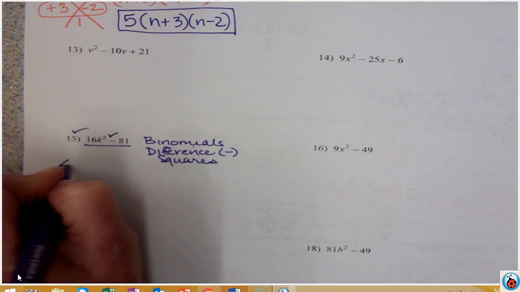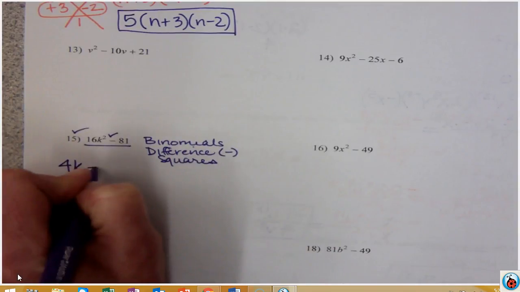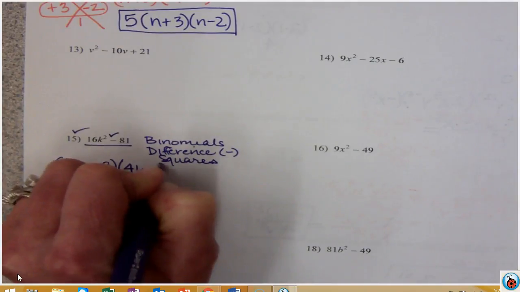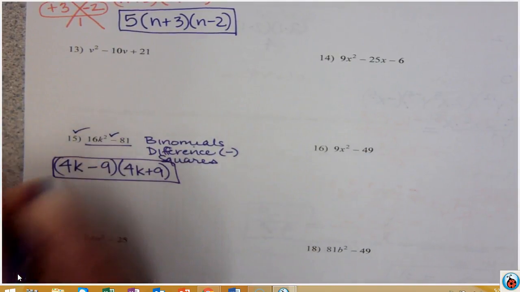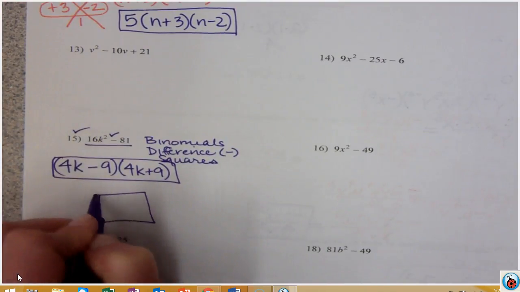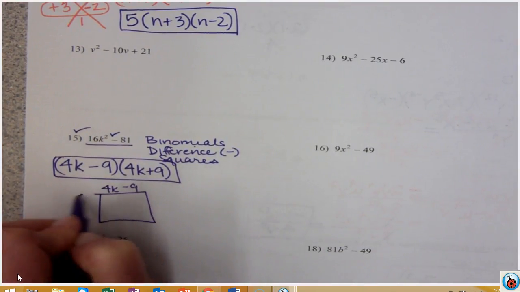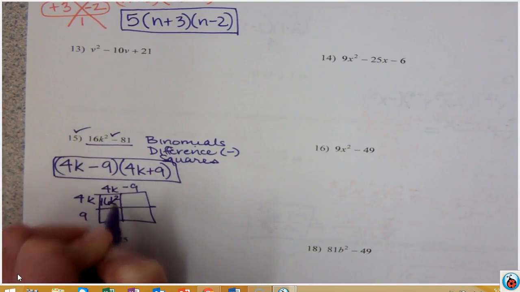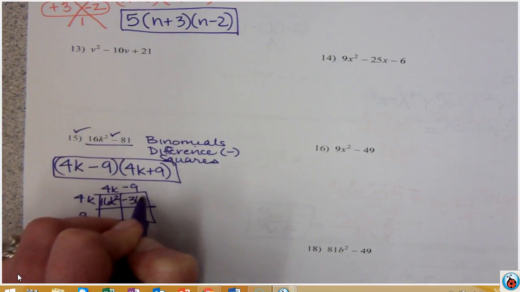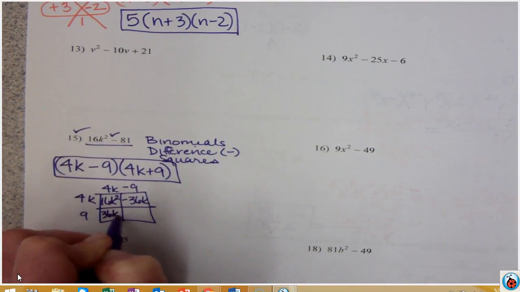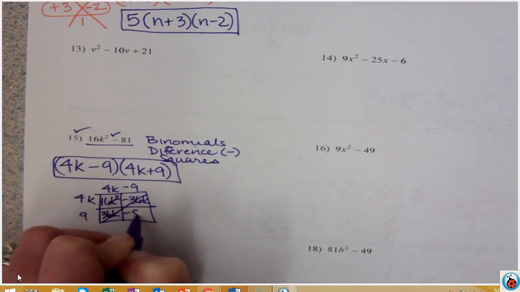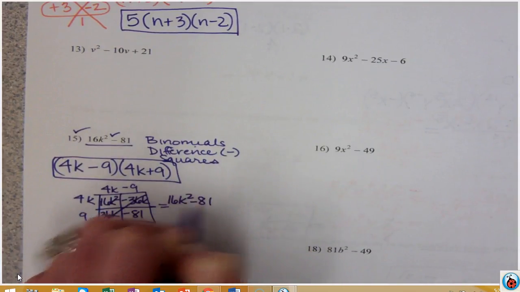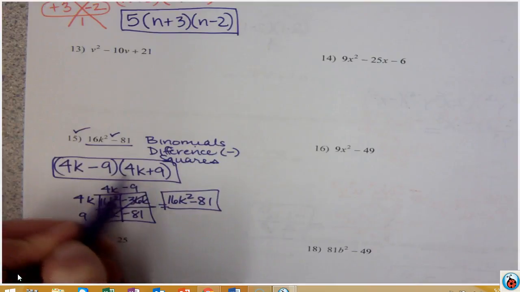The square root of 16, 4k, minus 9, and 4k plus 9. That's all there is to it. Then if you were to multiply them back, you would end up getting 16k squared minus 36k plus 36k. So these cancel each other out, minus 81. That gives me 16k squared minus 81. So there you go. That's checking my answer.